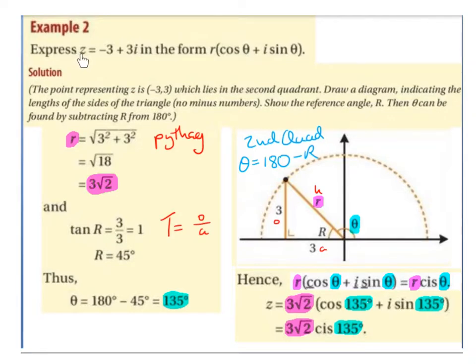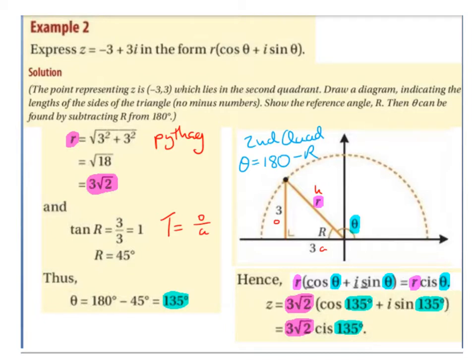Express z equals minus 3 plus 3i in the form of r cos theta plus i sine theta. The point representing z, minus 3, 3, lies in the second quadrant. So this is our first quadrant, this is our second quadrant. So we go across to minus 3 on the real axis and up to positive 3 on the imaginary axis, and we plot our point.